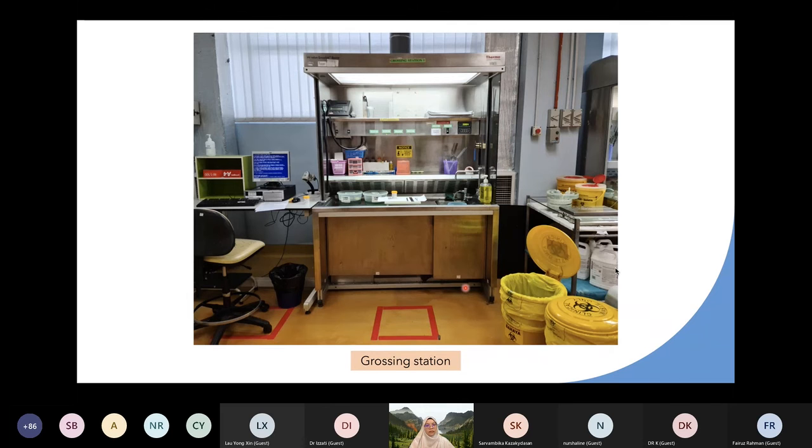This picture shows a grossing station where we do our work. This is where the officers or the pathologists stand or sit while doing the grossing. Okay, and the MLT is going to sit here and enter the details of the specimens into the computer.